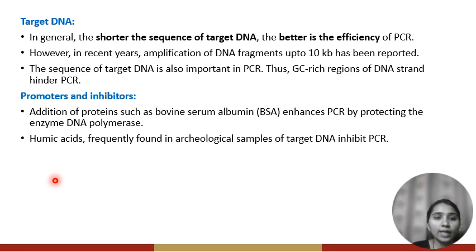In that, addition of a protein such as bovine serum albumin, that is BSA protein, enhances the PCR by protecting the enzyme DNA polymerase, because the humic acid mainly found in the archaeological samples of the targeted DNA inhibits the PCR. That's why we use the protein BSA, bovine serum albumin, to prevent the inhibition of the PCR.